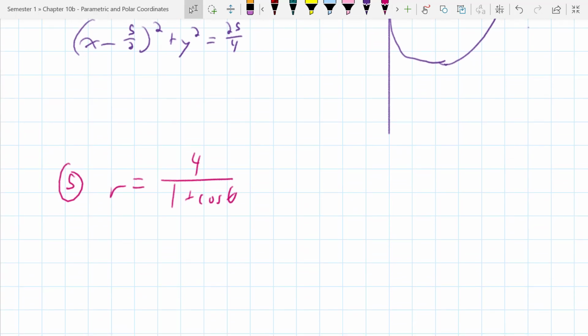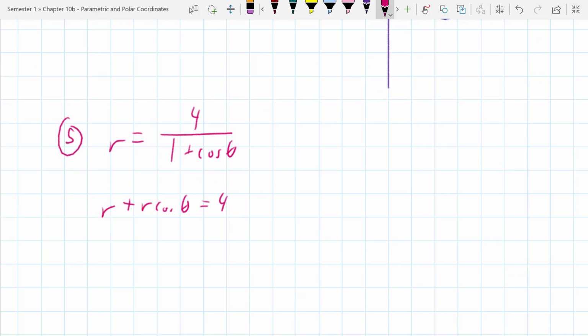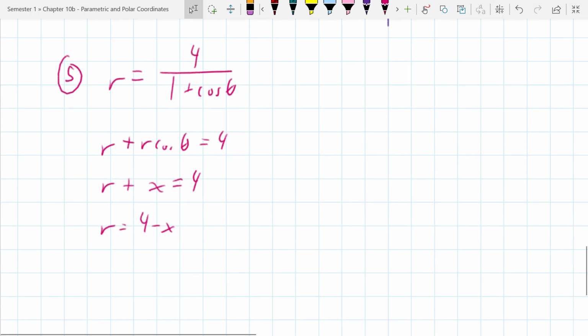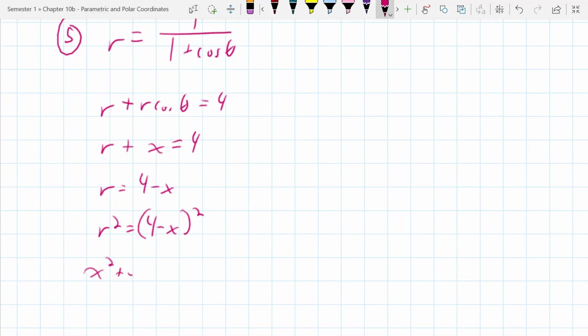So I don't like this fraction form, so we're going to make it r plus r cosine theta is equal to 4. I know that r cosine theta is equal to x, so I have r plus x equals 4, and I get r is equal to 4 minus x. Well, we have a substitution to make for r squared, so if I say r squared is equal to (4 minus x) squared, I know r squared is x squared plus y squared. I can make that equal to 16 minus 8x plus x squared.